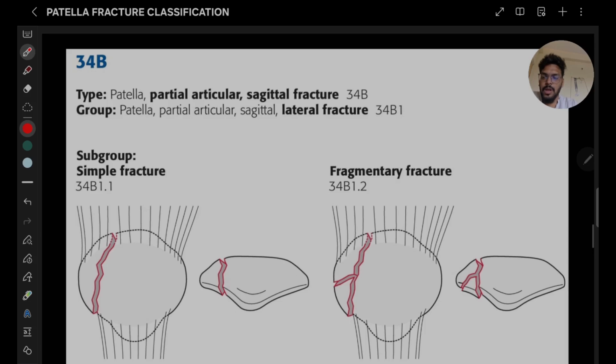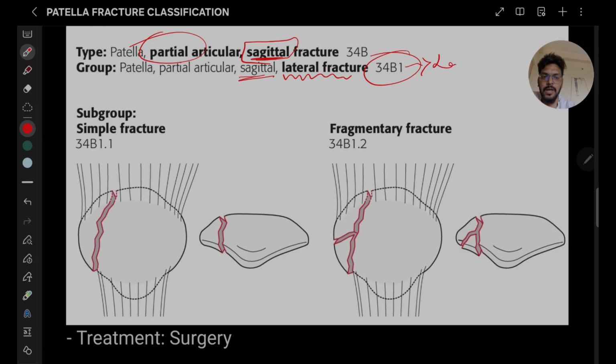So extra-articular, partial articular and complete articular, A, B and C, as you have seen. A1 we have seen. Now 3, 4, B is partial articular. In partial articular, there may be a sagittal fracture. 3B is a sagittal fracture. Now 3B1 is a lateral fracture, sagittal lateral fracture, 3B1.